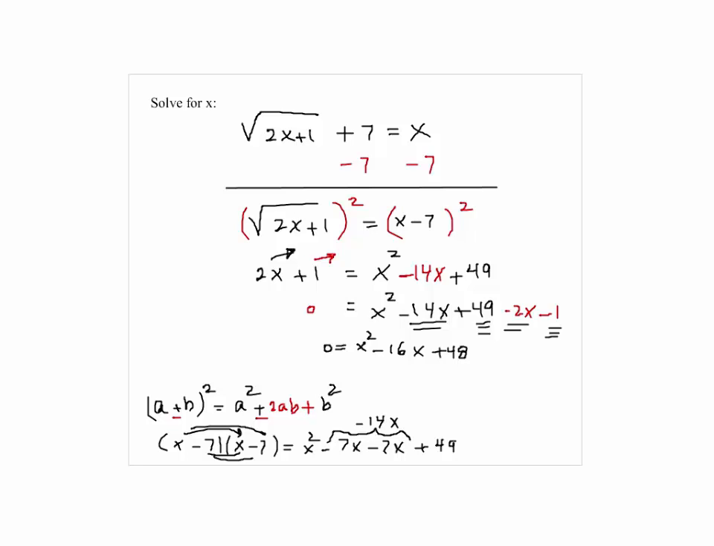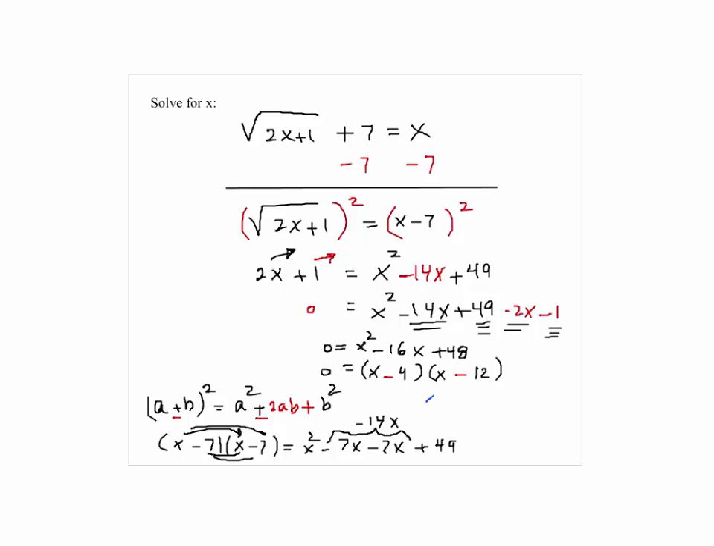Now if this is not factorable, then we can use quadratic formula, but in this case we can easily factor that. This would be x and x. We're looking for two numbers. When we multiply them together, we get 48, and when we add them up, we get minus 16. So 4 and 12, and then if both are minus, we get minus 16.